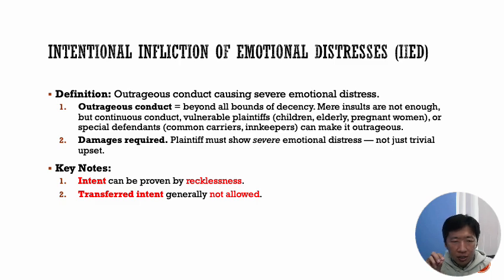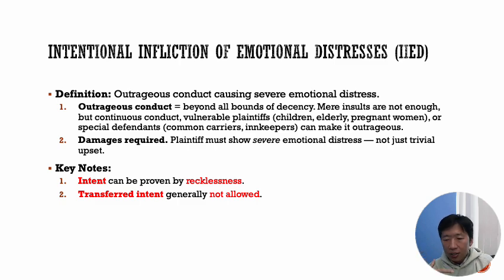We require continuous conduct. Vulnerable plaintiffs also matter, such as if I'm saying some bad words to a child, an elderly person, or a pregnant woman, because they are very vulnerable. If I say some bad things to them, it might be outrageous compared to a regular, physically healthy person.